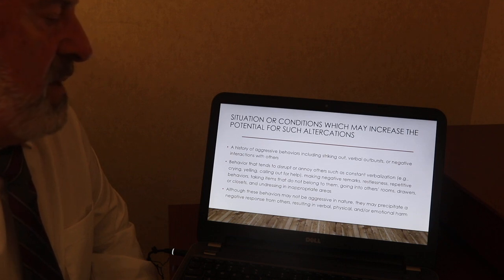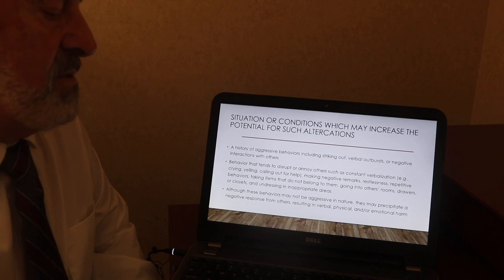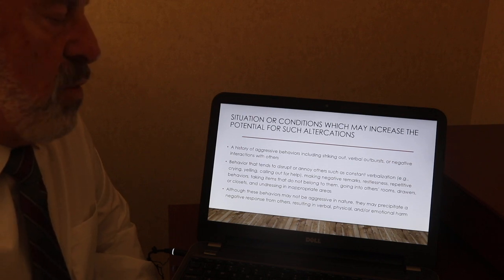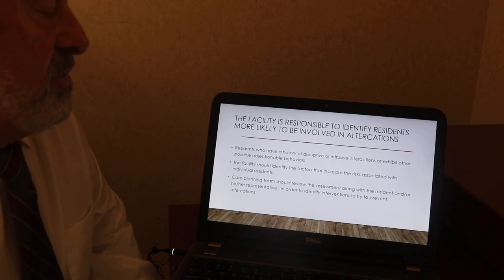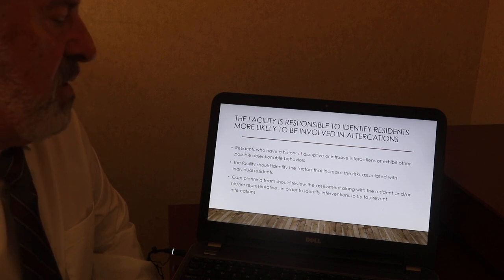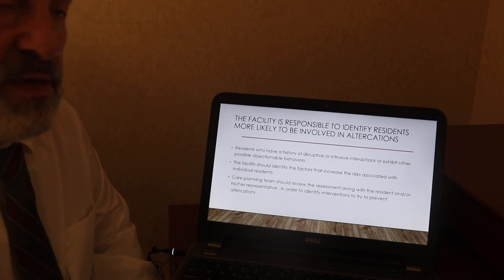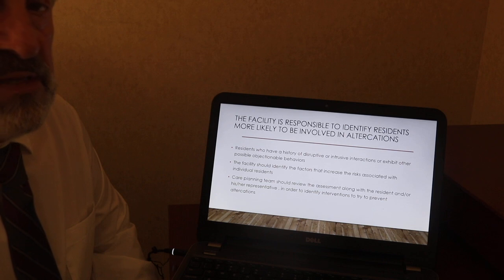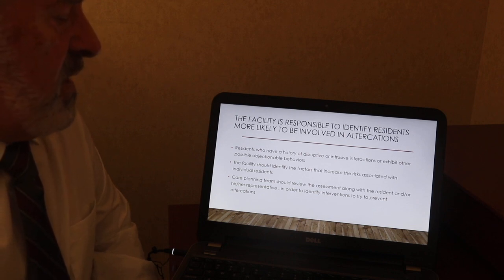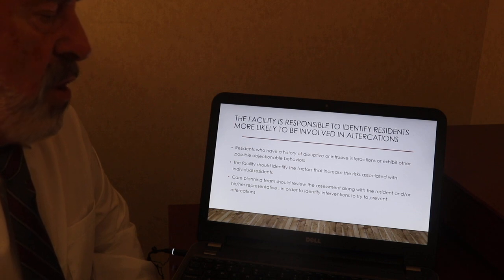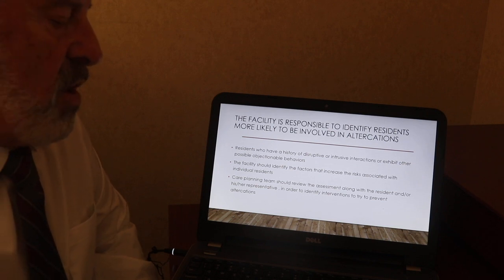Although these behaviors may not be aggressive in nature, they may precipitate a negative response from others, resulting in verbal, physical, and/or emotional harm. For residents who have a history of disruptive or intrusive interactions or exhibit other possibly objectionable behaviors, the facility should identify the factors that increase the risk associated with these individual residents. The care planning team should review the assessment along with the resident and/or his or her representative in order to identify interventions to try to prevent altercations.